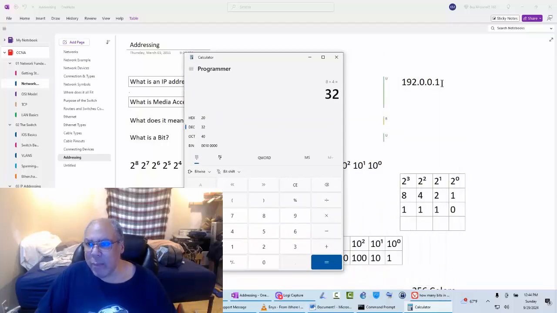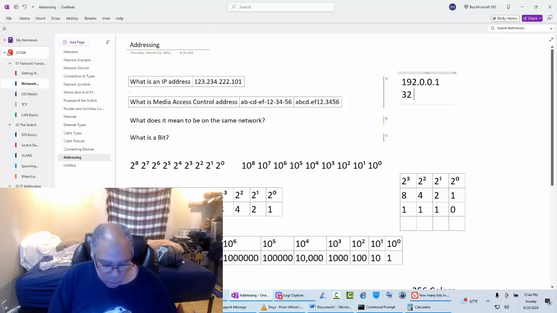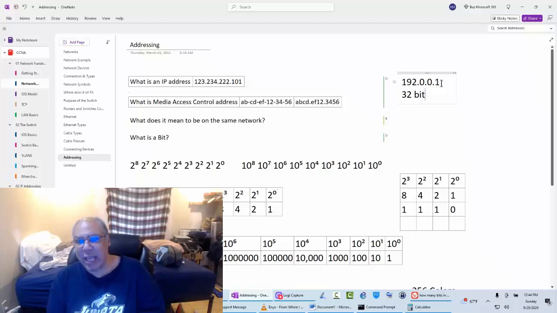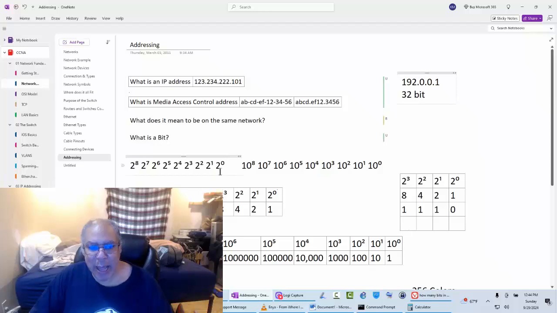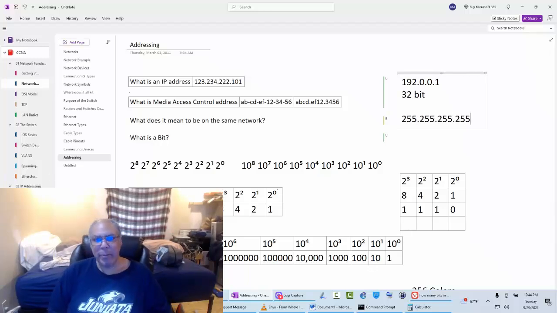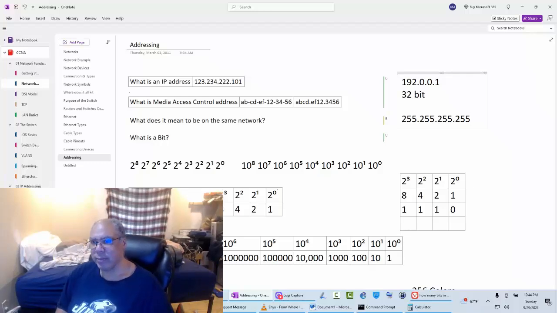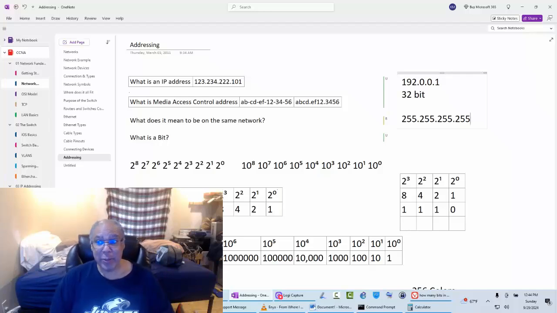Oh, that's interesting. That means we have a 32-bit addressing scheme with IP version 4, because we have 8 bits in each number, and the maximum number we can go to is 255. The highest address we can have is 255.255.255.255. Now that's pretty cool. Now you understand why our IP addresses are labeled the way they are, and it's going to get even better.